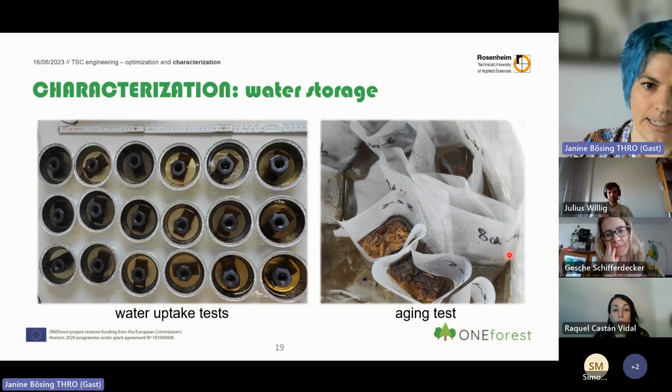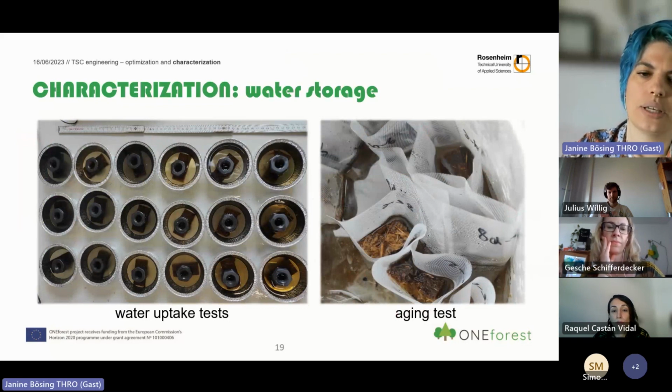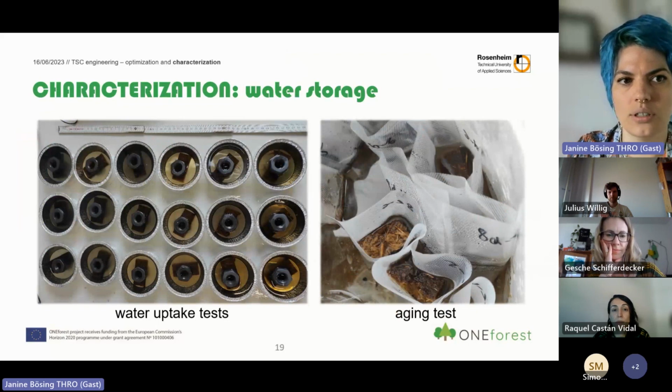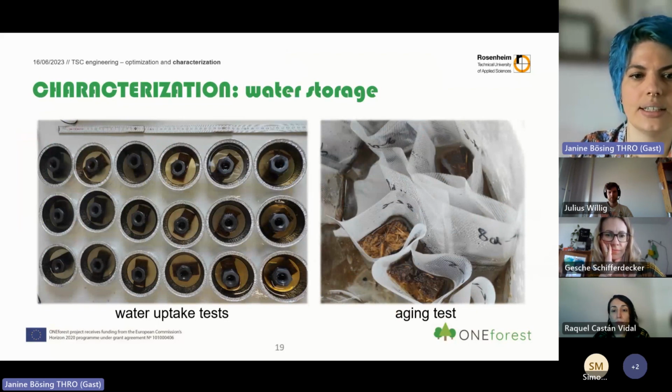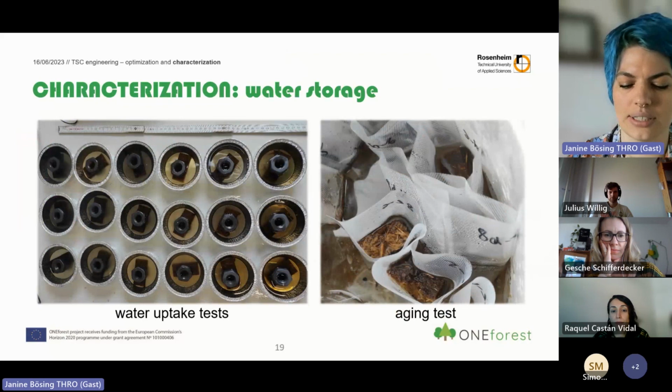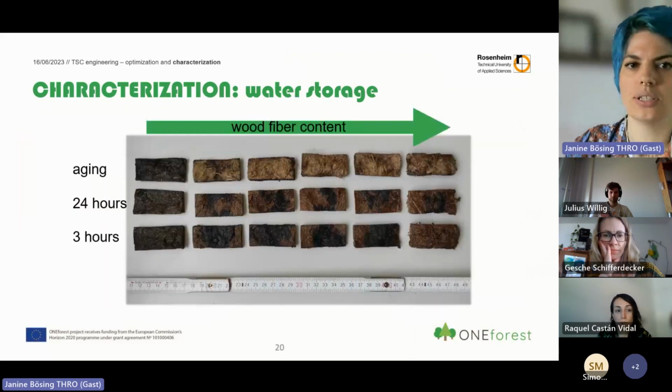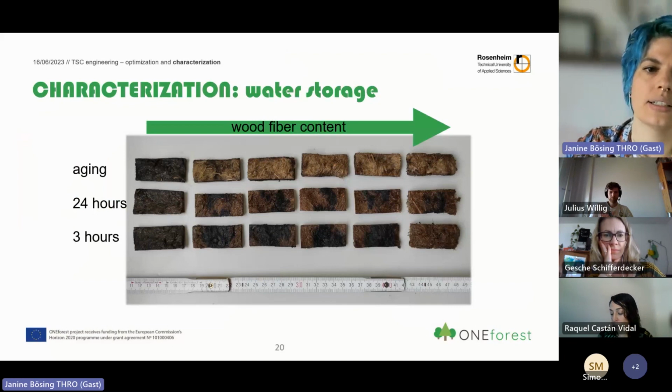And we are also doing an aging test, where you can see a picture here. This is also where we store the samples in water, and then we heat it up to 80 degrees Celsius and see the effects of that, which is just an accelerated testing method. And for that, we also measure how much water they uptake and how much mass they lose through the testing process. I have some pictures here from pre-trials I did.